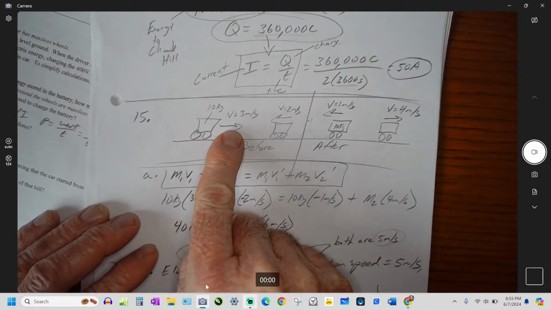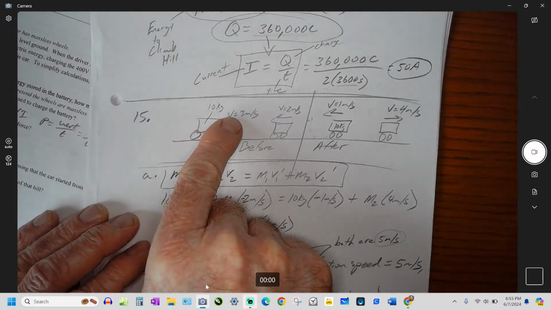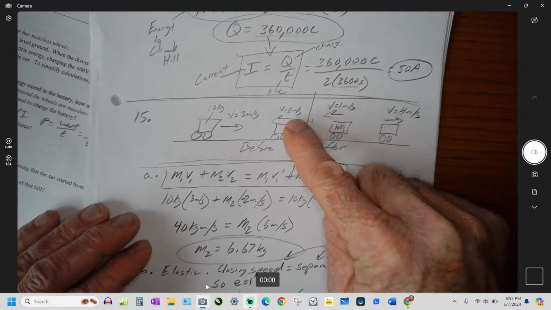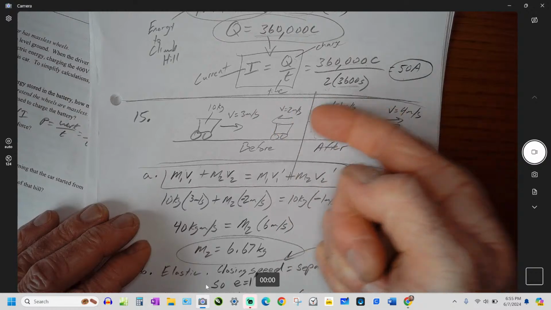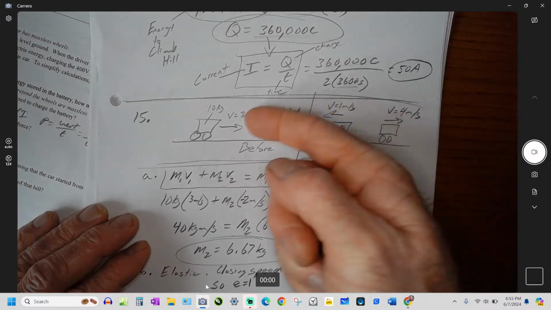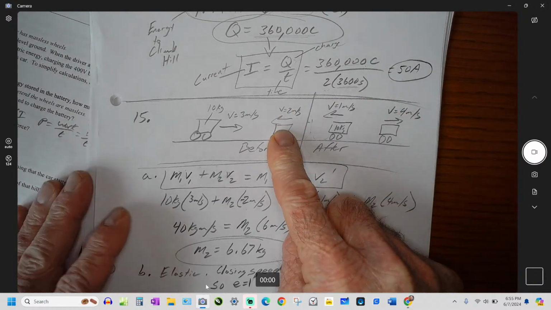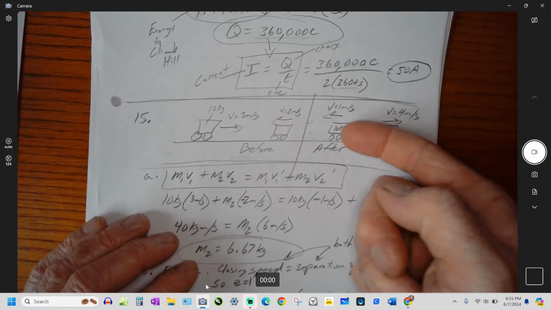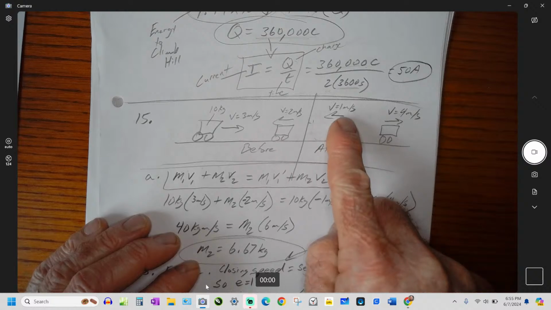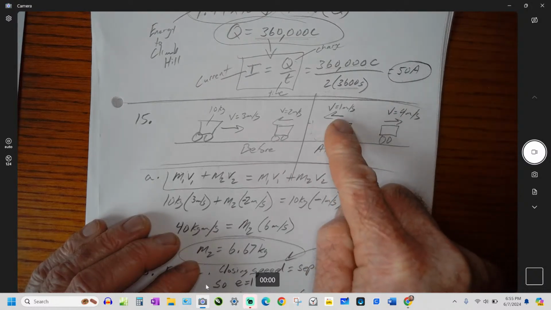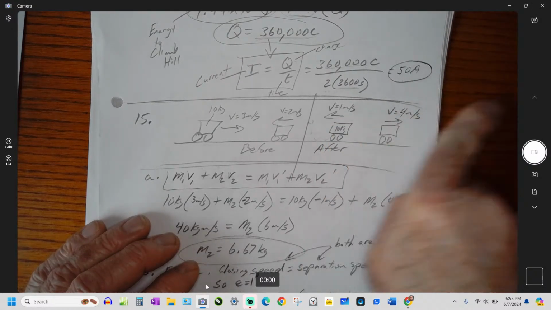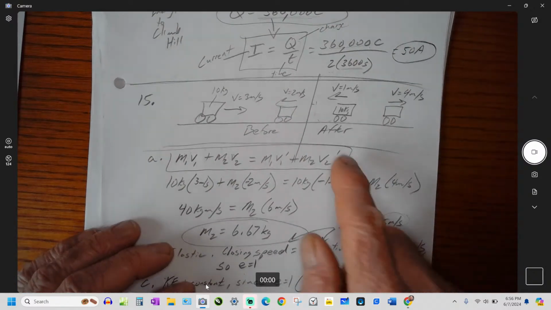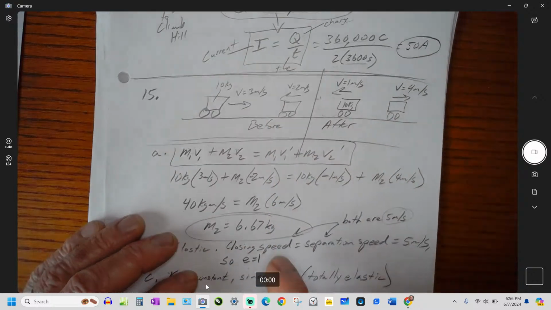So 10 kilograms, this cart's going to the right with a velocity of 3 meters per second. This cart is going to the left with a speed of 2 meters per second. Its velocity is -2 because it's going left. We don't know the mass of that one. Then they collide, and after the collision, the 10 kilogram one has bounced back to the left, going 1 meter per second, so its velocity is -1. And this cart has bounced back to the right, and now it's 4 meters per second. We've got to find first the mass of the second cart.